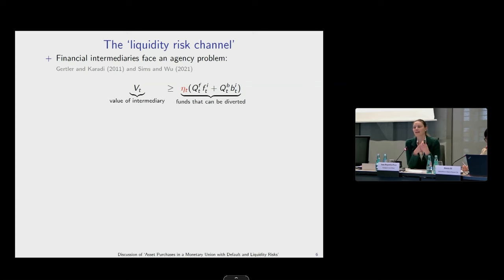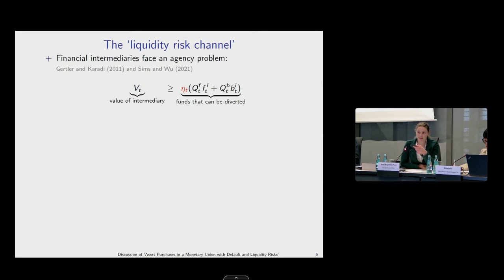The second ingredient that is important is this liquidity risk channel. And this is modeled adding a friction a la Gertler and Karadi, and more recently Sims and Wu. Here, financial markets are fragmented because, as I was saying, households can't directly purchase bonds, but they have to do it via intermediaries. But these intermediaries face an agency problem in the sense that they could run away with their assets. So there must be an incentive constraint for them not to do this. And so that's the incentive constraint. The value of the intermediary has to be no smaller than a given share of the assets that they hold. And this is both private assets and sovereign bonds.